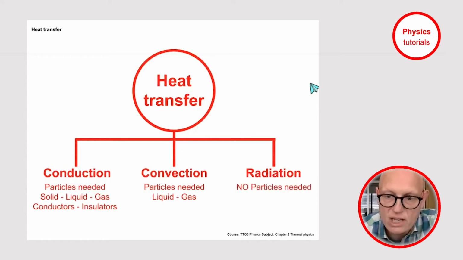And then with radiation, no particles are needed. So for instance, the sun is able to radiate its heat energy to the earth without any particles present in between.